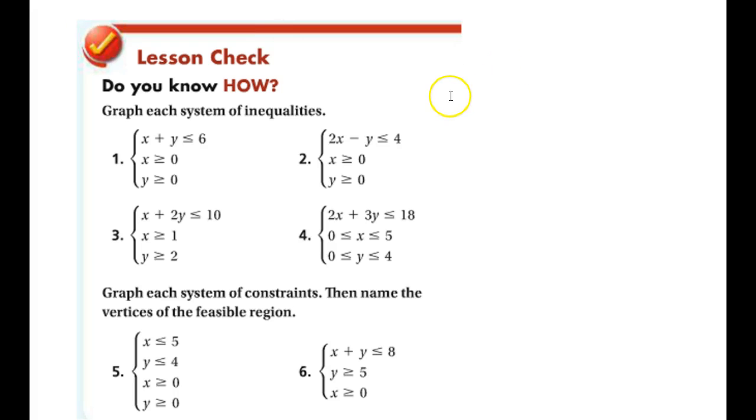I am just looking for you to do the evens. So 2, 4, and 6. So take a moment to jot down these 3 systems of inequalities and constraints, and make sure you show your work and graphs for each of these.